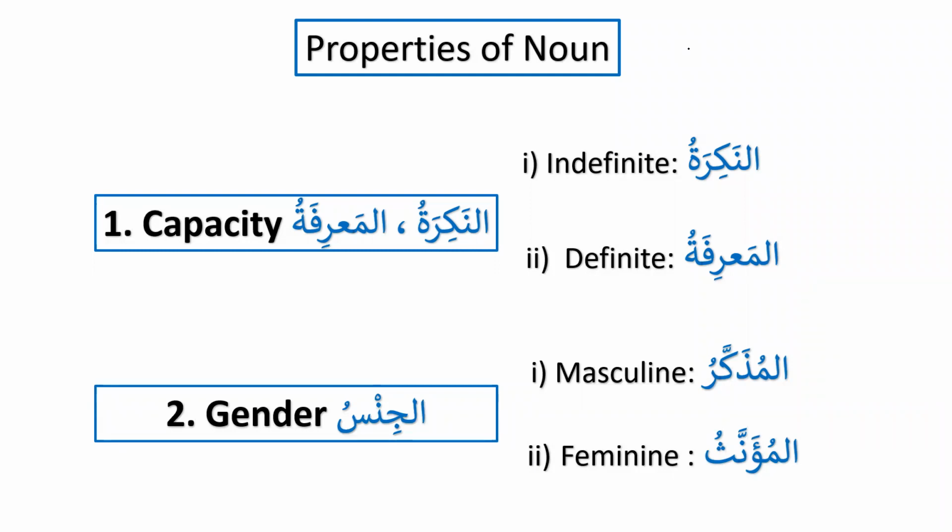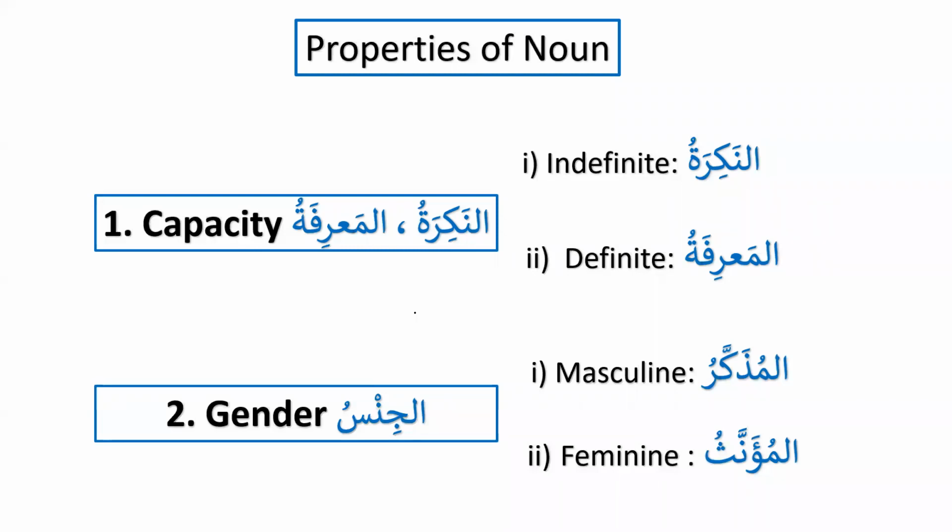And in ismun, we have seen that it has four properties. We discussed two properties in the previous lesson. As we can see on the screen, we discussed capacity, which is an-nakira wal marifa, and also gender, which is al-jinsu, which can be masculine and feminine, al-mudhakkaru wal mu'annathu. There are four properties of the noun. We have already discussed two. We haven't completed everything about them, but we know enough about these properties to start book number 1.